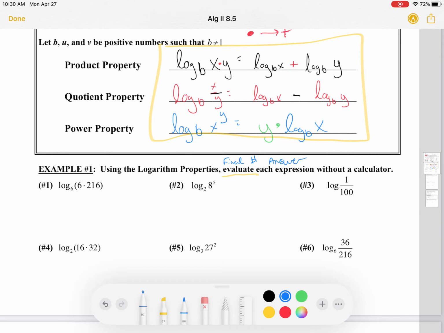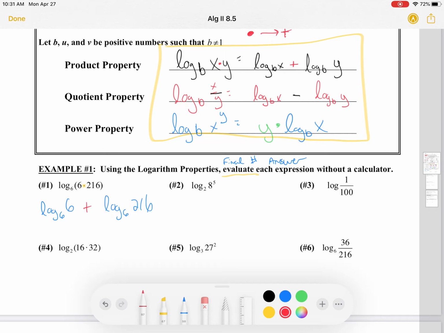Okay, so number 1, it's log base 6 of 6 times 216. Key there is times. What we're going to do is use the product property. We're multiplying, so I can pull this apart to be log base 6 of 6 plus log base 6 of 216. And when I pull it apart, multiplication becomes addition.